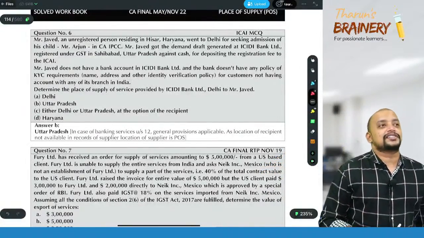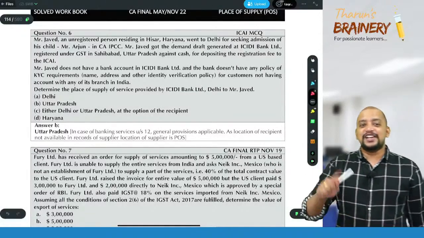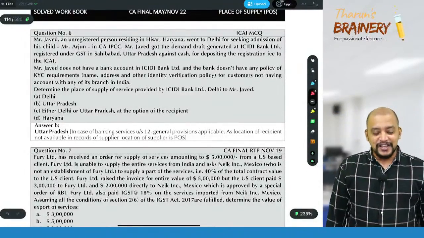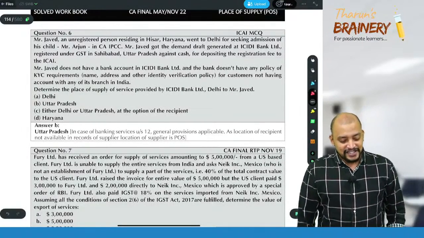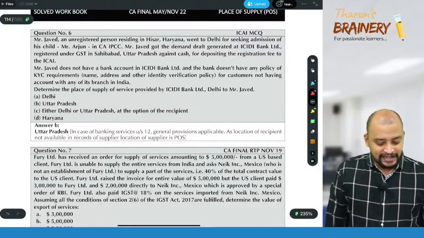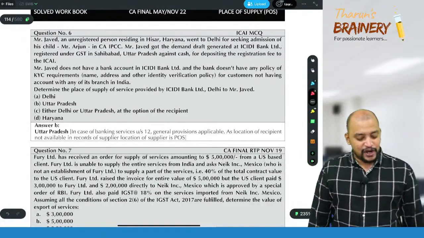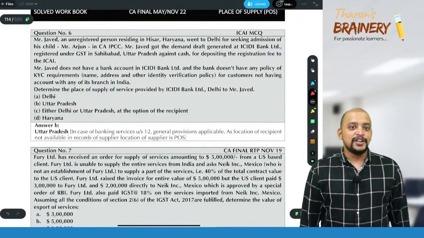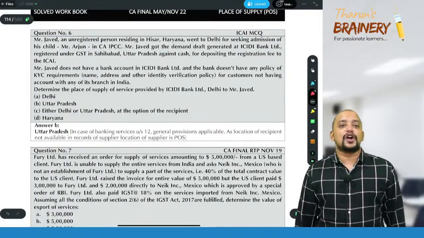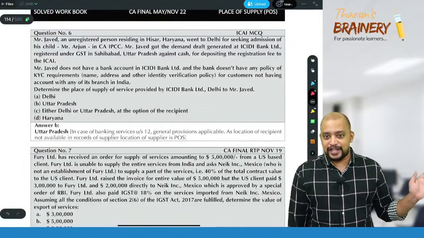You should not ask and all, sir, now online registration only, na sir, why it came? Maybe it is offline registration at that time when this question was created. Okay. So, Mr. Javed does not have a bank account in ICICI Bank and the bank does not have a policy of KYC requirement for customers not having an account with any of its branches in India. So, a demand draft can be taken even without having an account in that bank. Now, you can understand which era they are talking about.